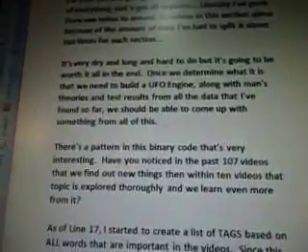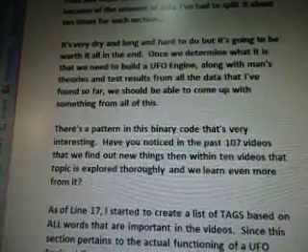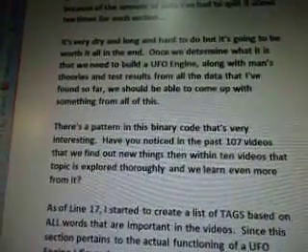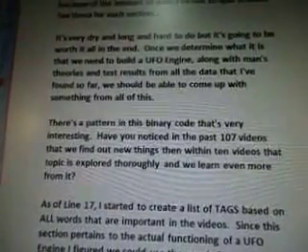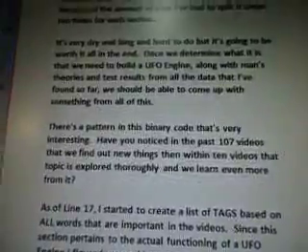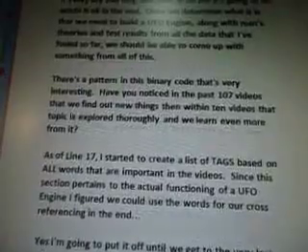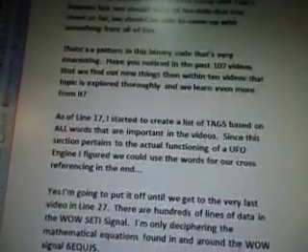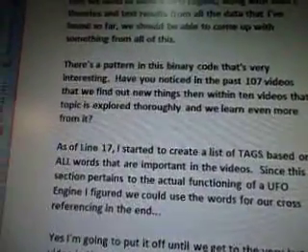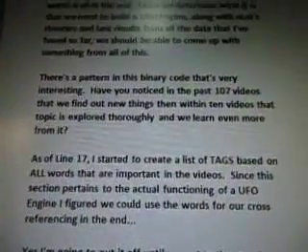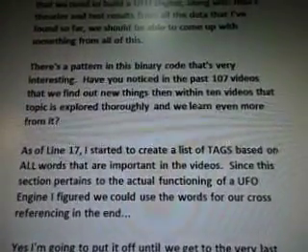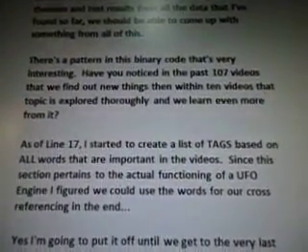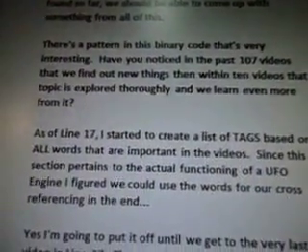Once we determine what it is that we need to build a UFO engine, along with man's theories and test results from all the data that I've found so far, we should be able to come up with something from all of this. There's a pattern in this binary code that's very interesting. Have you noticed that in the past 107 videos we find out new things? Then within 10 videos that topic is explored thoroughly and we learn even more from it.